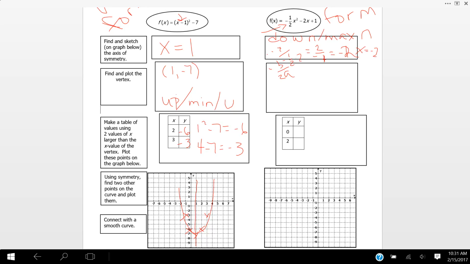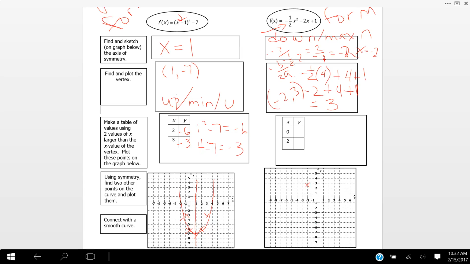So if I do that, I end up with -1/2 times 4, that'd be -2 squared, minus 2 times -2, which is +4 plus 1. So 1/2 of 4 negative would be -2 plus 4 plus 1, and that would be 3. So my vertex is -2, 3. So I can plot that on my graph, negative 2, 3. It's going to be up there. Remember I said it's going to go down, so that's good.